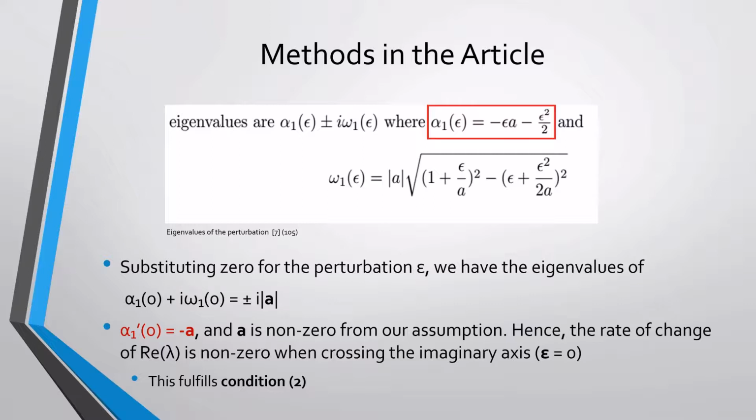For now though, if we take the simple derivative of the real part of the eigenvalue with respect to epsilon and evaluate it when epsilon equals 0, we obtain negative A. Remember, A was non-zero by assumption since A appears in the denominator of the steady state. This fulfills condition 2 for the existence of a Hopf bifurcation. And remember, condition 1 was already fulfilled since this was non-hyperbolic to begin with.